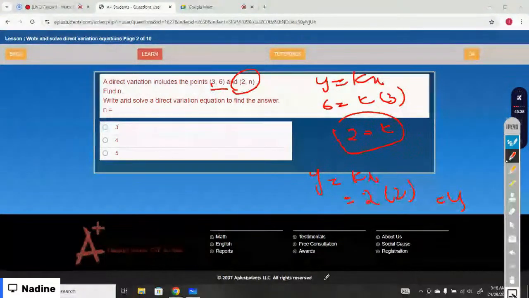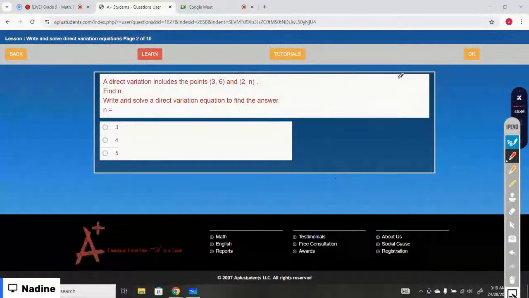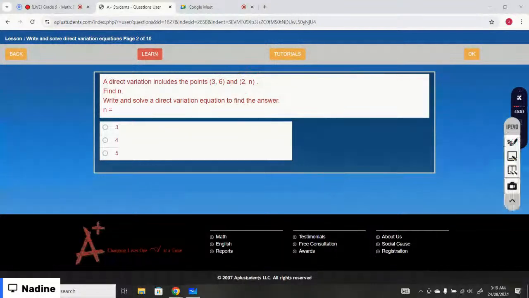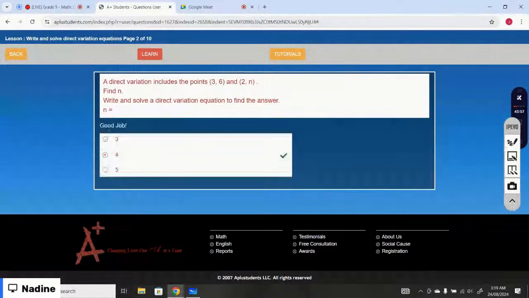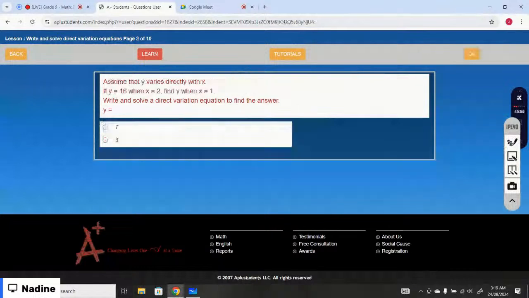Okay, so let's just move on to next one. Now you can do the next one and write the correct option in the chat box, right? So the correct option is 4. Assume that y varies directly with x. If y equals 16 when x equals 2, find y when x equals 1. So which is the correct option?